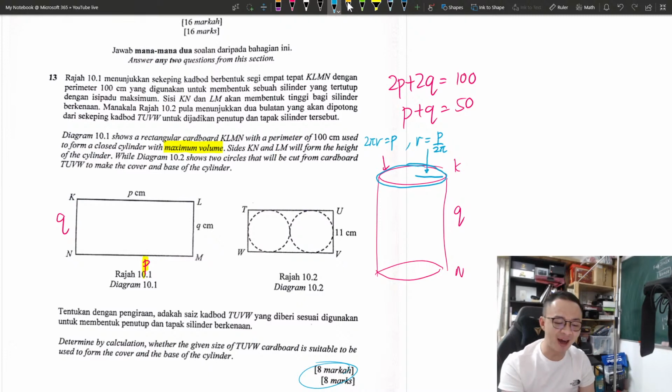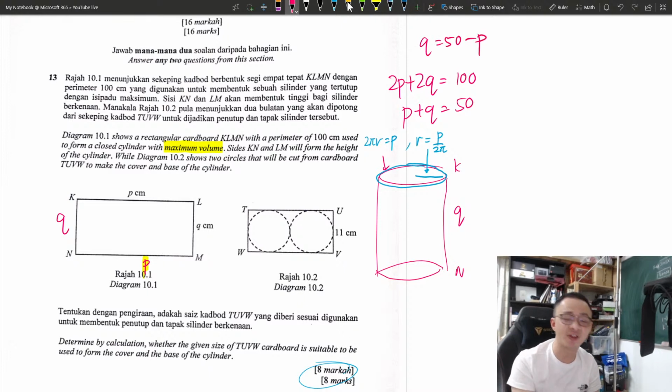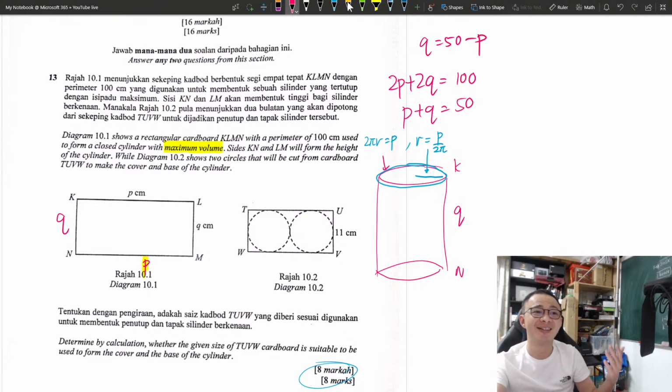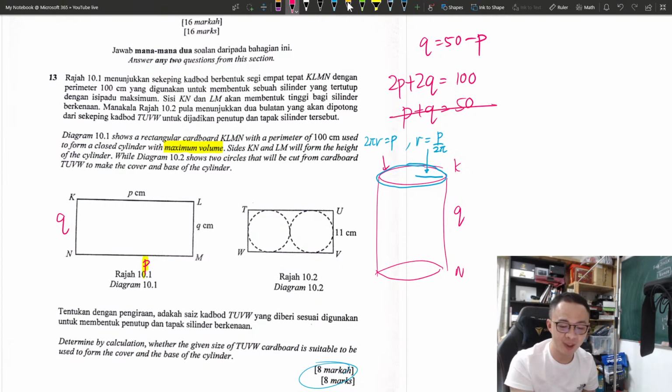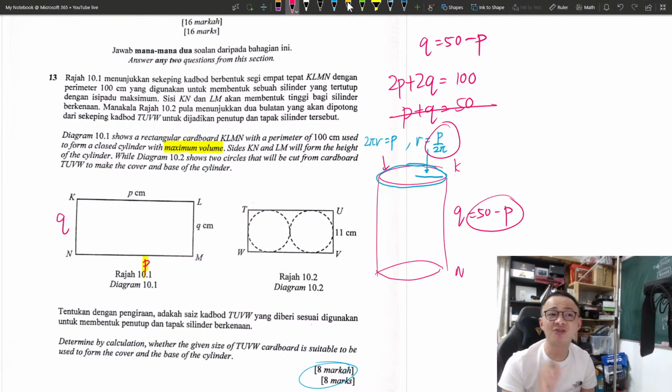Okay, because my R is in terms of P, so Q I also want in terms of P. So from here, I say my Q is basically 50 minus P. Makes sense or not? Because P plus Q equals 50. So Q is 50 minus P. Why do I want to make everything in terms of P? Because right now, I want to find volume.